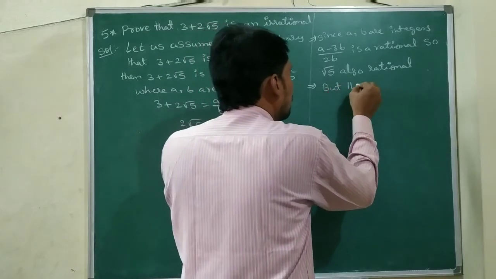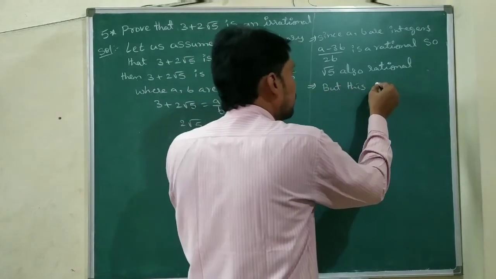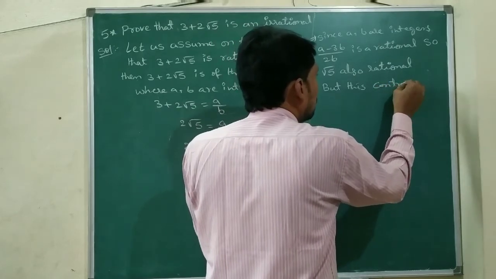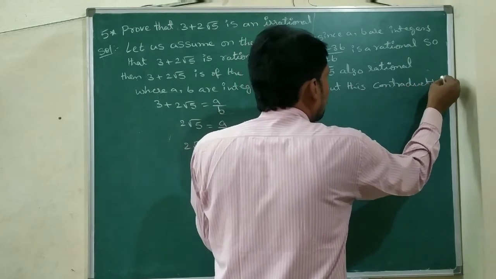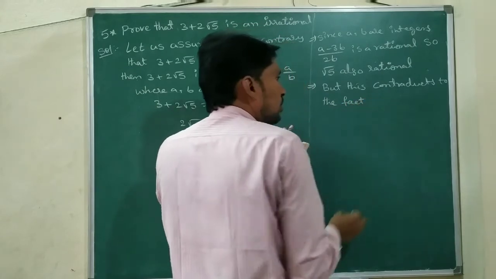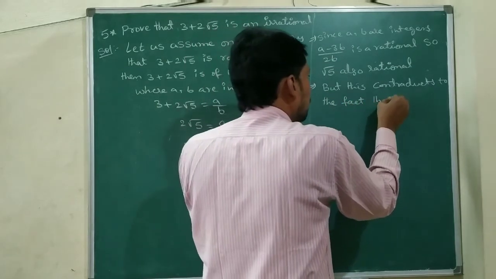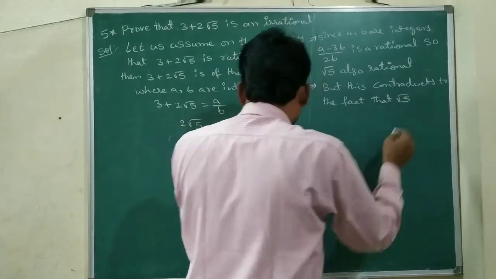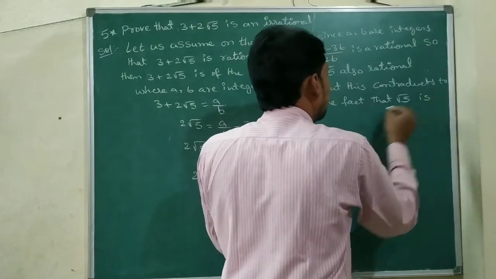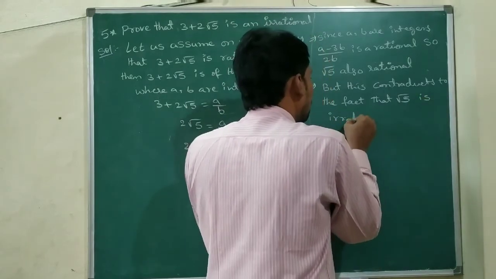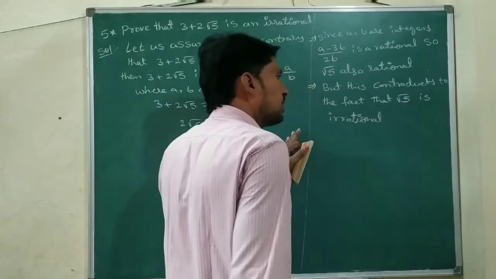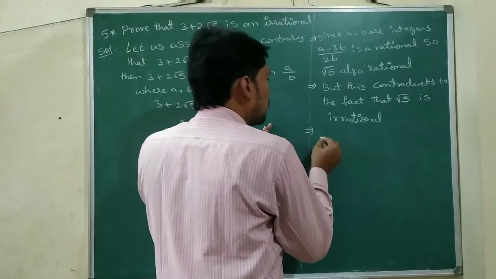But this contradicts the fact that root 5, the LHS, is irrational. Root 5 is irrational, so hence our assumption is wrong.